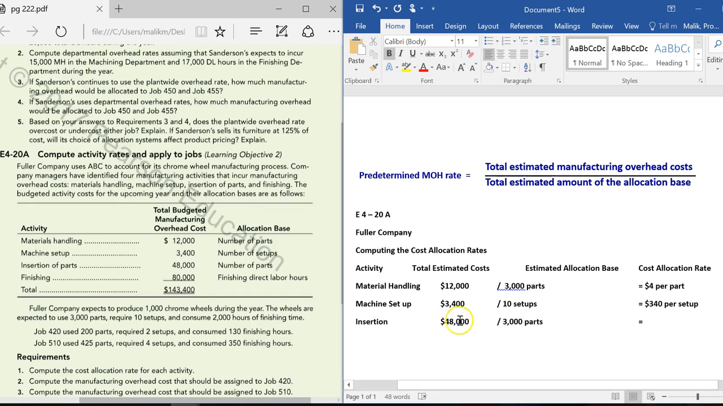That means 48,000 divided by 3,000. I hope all of you have your calculator with you, so please don't just copy from me. Let's try to calculate it. So use your calculator and check what is the rate, and if you do so, you will find that the insertion cost rate is $16 per part.